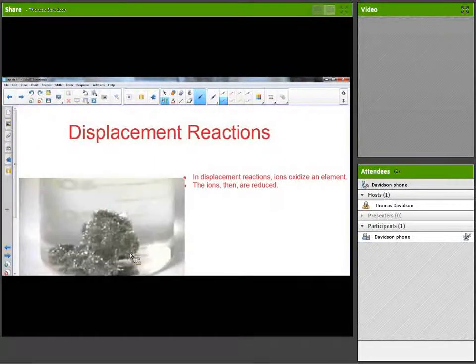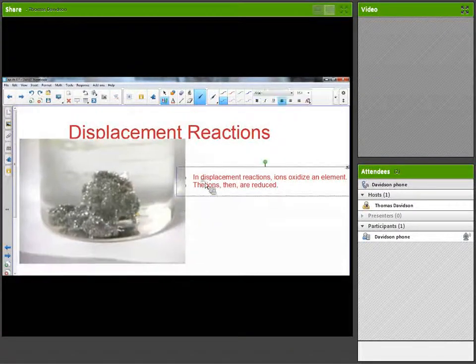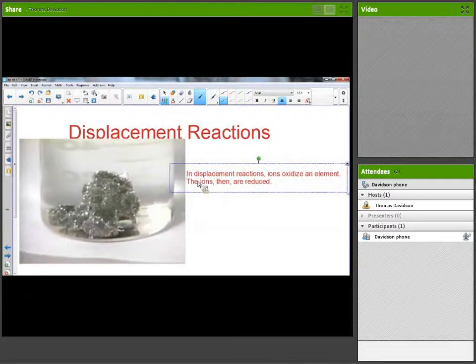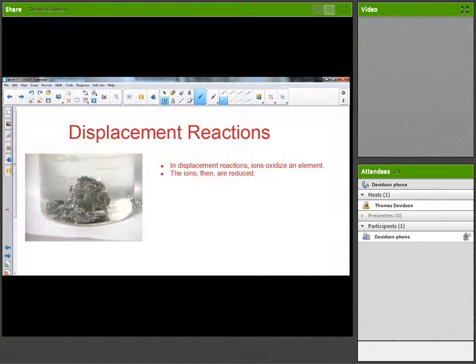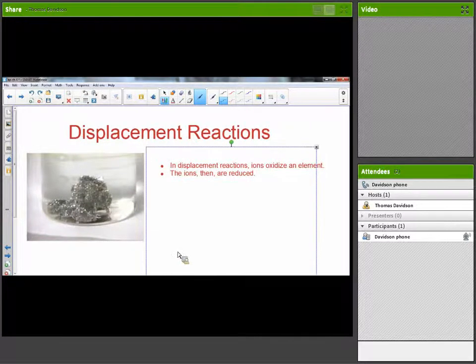All right, a displacement reaction. This picture's not even very good anyway, so let's make it smaller. In displacement reactions, ions oxidize an element. The ions are then reduced. This is a redox reaction. Every single one of these that we just did, except for the last one, was a displacement reaction.